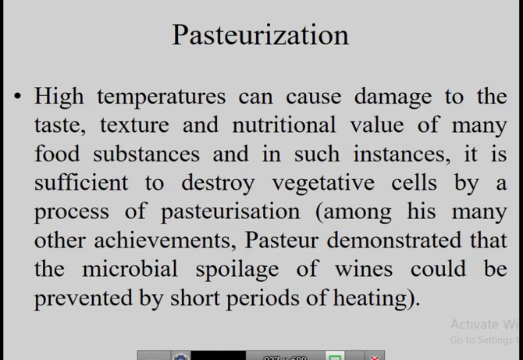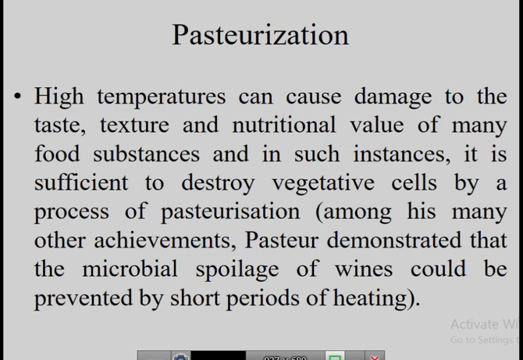Another method of sterilization. The methods which we are discussing are mentioned in your syllabus. Methods of heat sterilization we are discussing. First method, moist heat sterilization. Second method, dry heat sterilization. The third method of sterilization we are discussing now is pasteurization. Pasteurization is also called sterilization below 100, or heating below 100 degrees Celsius.